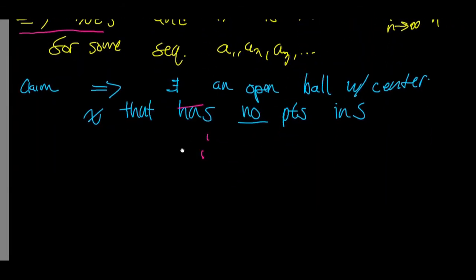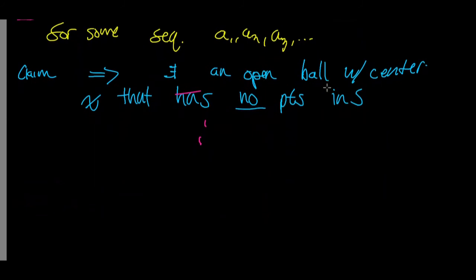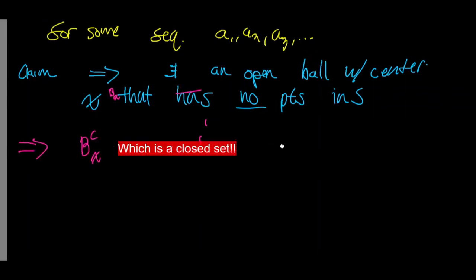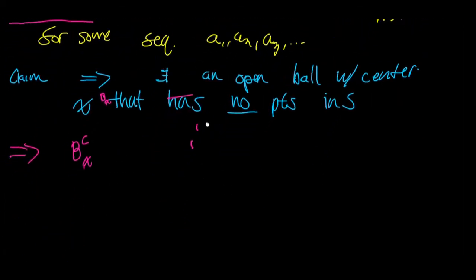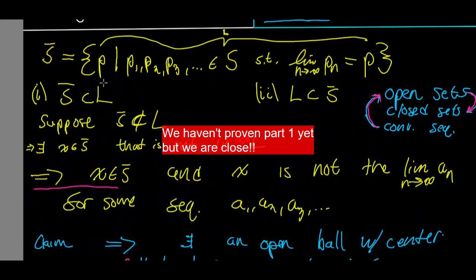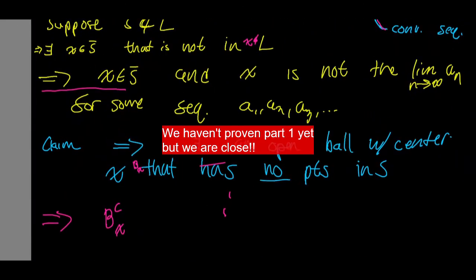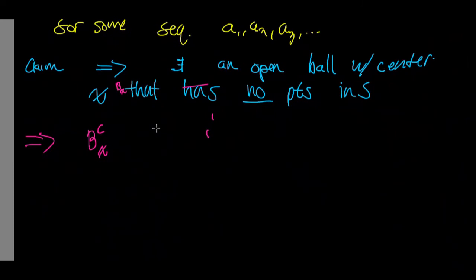So check out what we can do. If there exists an open ball with center x that has no points in S, I'll call that open ball B sub x. Then this implies that the complement of B sub x, and check this out, now we've translated from convergent sequences to open sets, and now we're translating from open sets to closed sets, and now we're almost at the end. We're almost at the punchline. And again, we've only proven part 1 here. I'll do part 2 in a separate video.